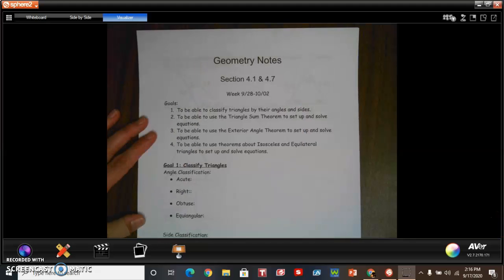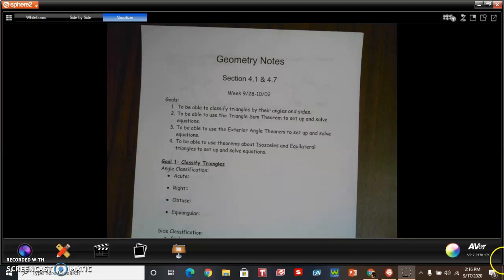We have 4 goals today, which is a lot, but we're going to do it. We're going to be able to identify and classify triangles by their sides and angles. We're going to be able to use the triangle sum theorem. We're going to be able to use the exterior angles theorem. We're going to be able to use theorems about isosceles and equilateral triangles to set up and solve equations. So this one is probably going to have more than one video. All right, so here we go.